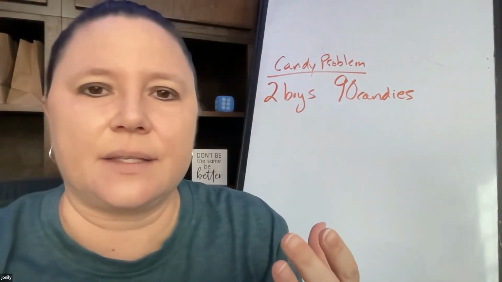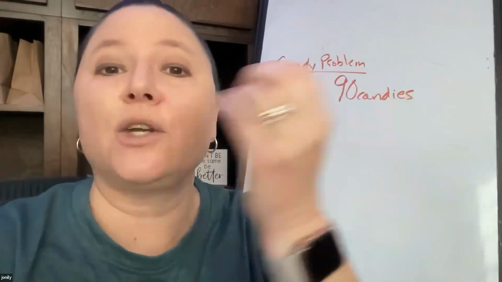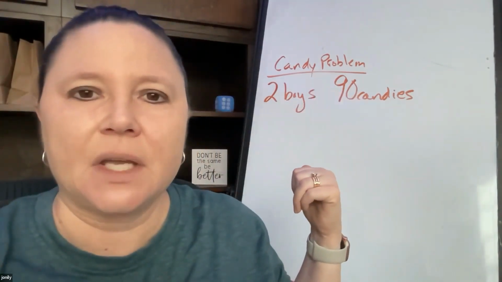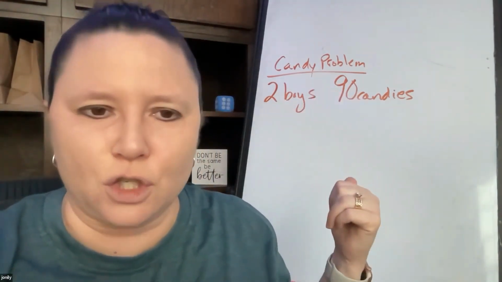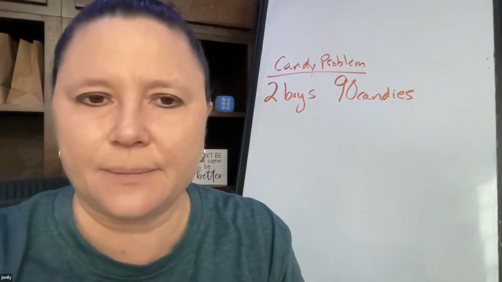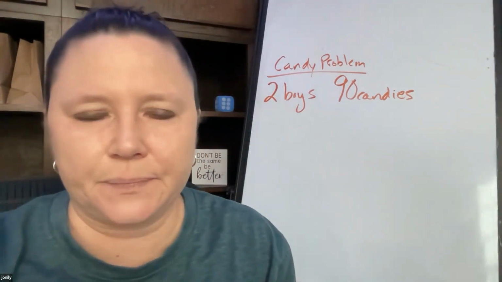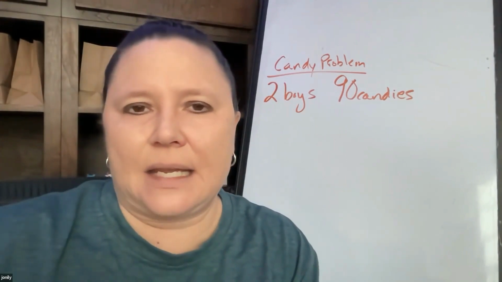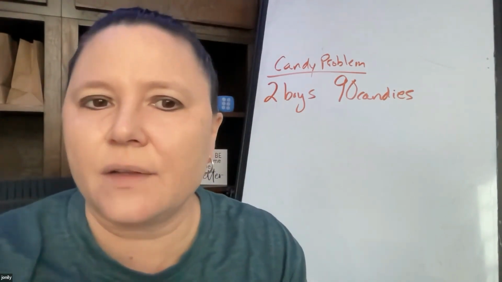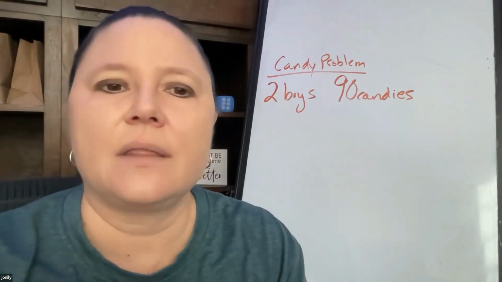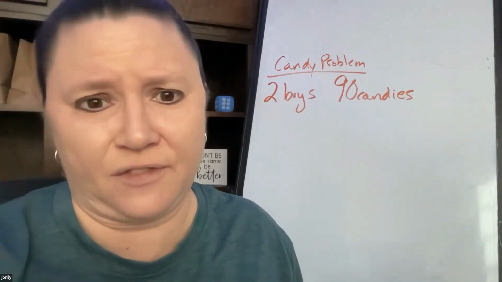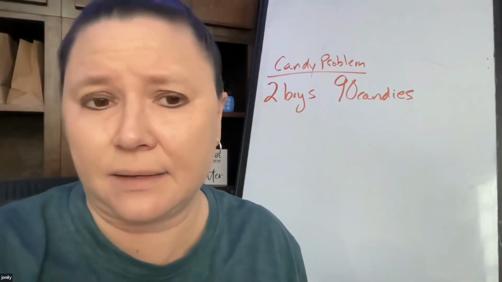When I facilitate this with my first graders and with my Algebra 1 students, I do it in the exact same way. Today's problem is the candy problem. We have 2 boys and 90 candies. Then I say my favorite 3 words. Tell me about this situation. The first thing many of my students say is, oh, they each get 45. Awesome. If they share the candies equally, they will each get 45. Now, if my first and second graders know that each kid gets 45, that's actually pretty amazing.